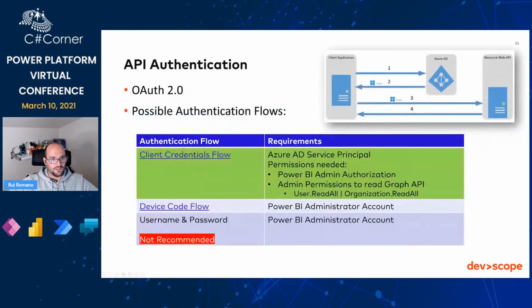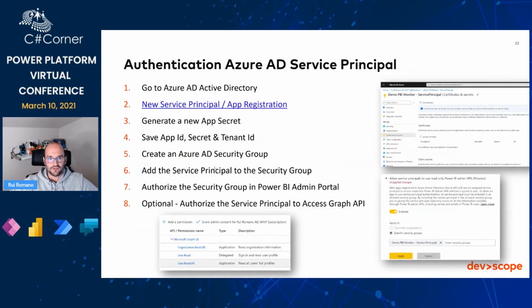So one thing that it's important to discuss is the authentication. All these APIs use OAuth 2.0 to do the authentication. My recommendation is to use the client credential flow. The client credential flow will force you to create something that is called the service principal.